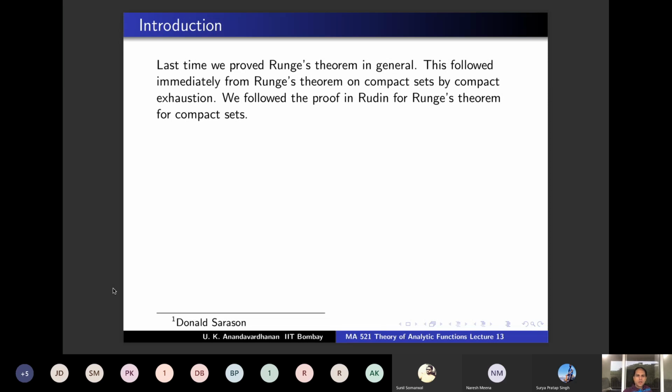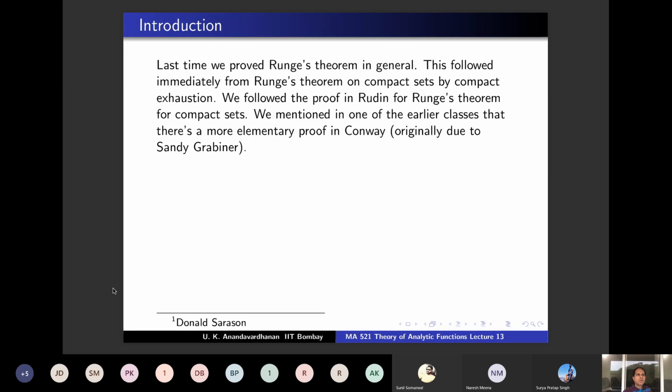So anyway, we followed Rudin, and we also mentioned that there's a more elementary proof in Conway. Using that, the set M bar that we considered is not just a Banach space, but a Banach algebra. I mean, he doesn't have to use these words, but that was the underlying motivating observation. And so we may or may not come back to this. I hope we can come back to this, provided we have enough time. This was originally due to Sandy Grabiner. And then, for Runge's theorem, the Wikipedia page actually mentions Donald Sarason's book. And I had a quick look. I did not read the full proof.